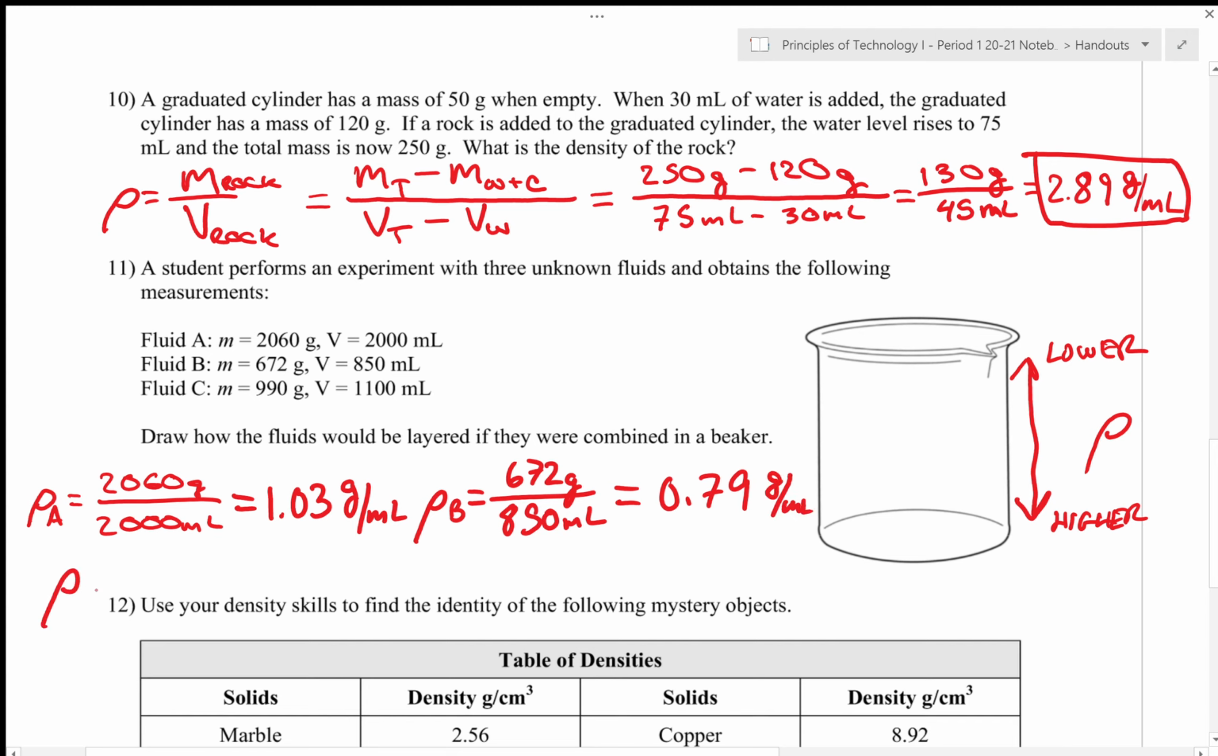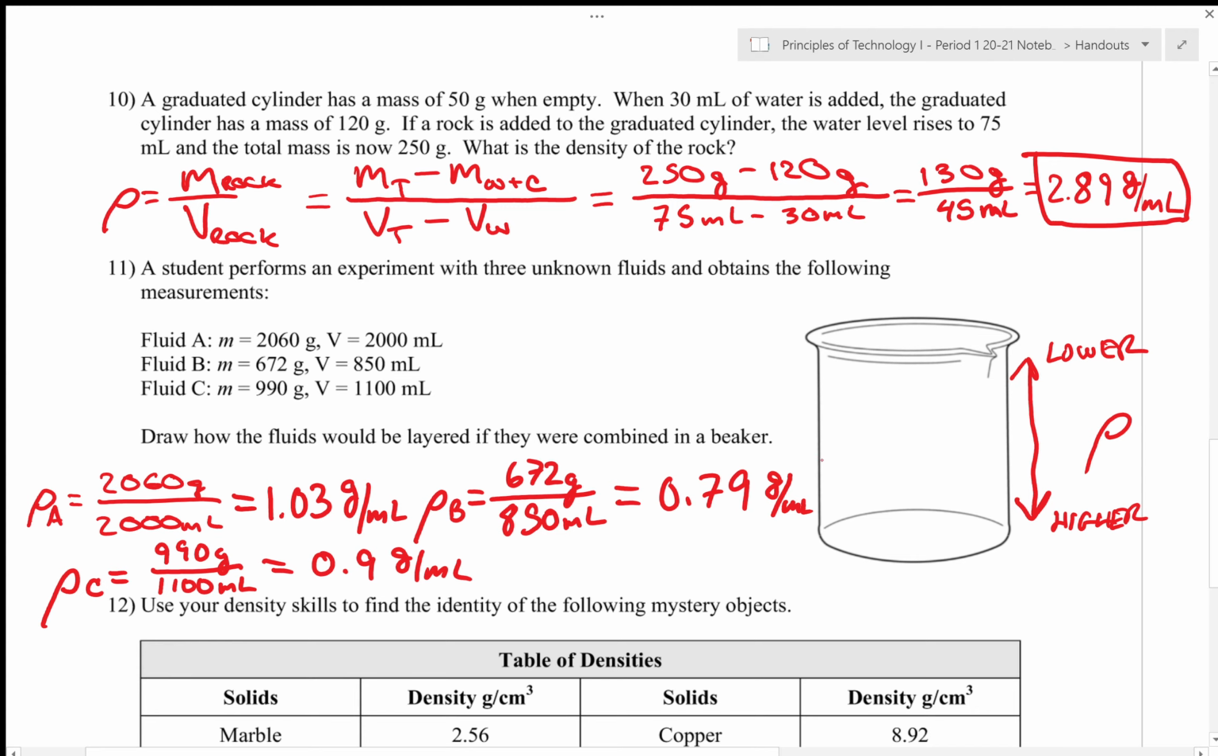Lastly, the density for fluid C is going to be 990 grams divided by 1100 milliliters, which is 0.9 grams per milliliter. So in the beaker, the most dense is at the bottom, that is A, the middle is fluid C, and the top is going to be fluid B.